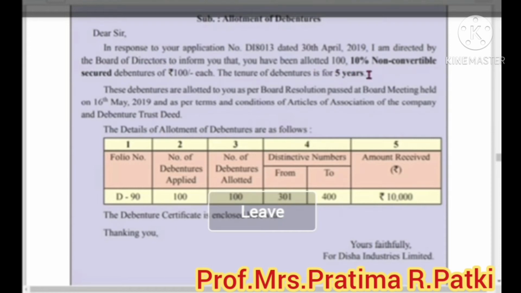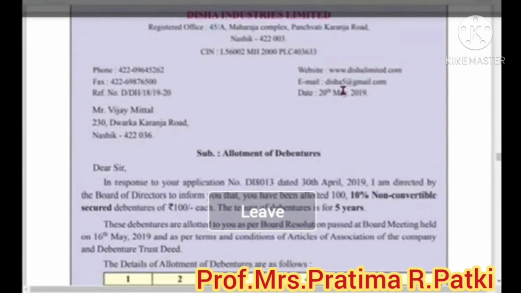So the time period given is 5 years. So for 5 years, 10% non-convertible secured debentures are issued of 100 each. Now these debentures are allotted to you as per the board resolution. Remember, the board resolution was discussed and passed at the board meeting held on 16th May. So this date will be after this date and before this date. So 3 dates have come here.